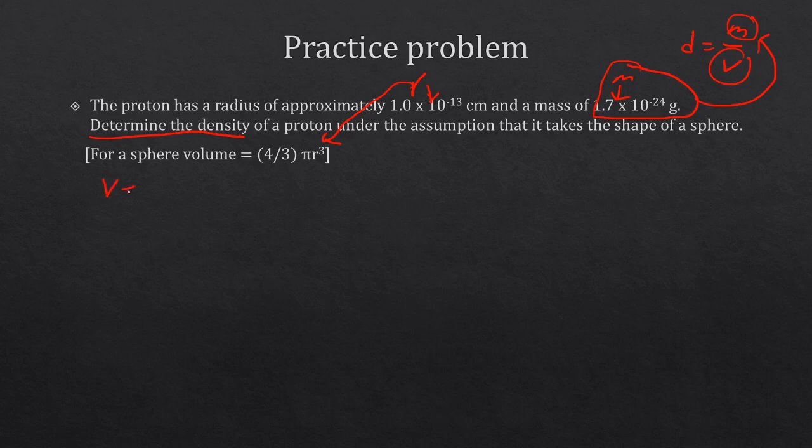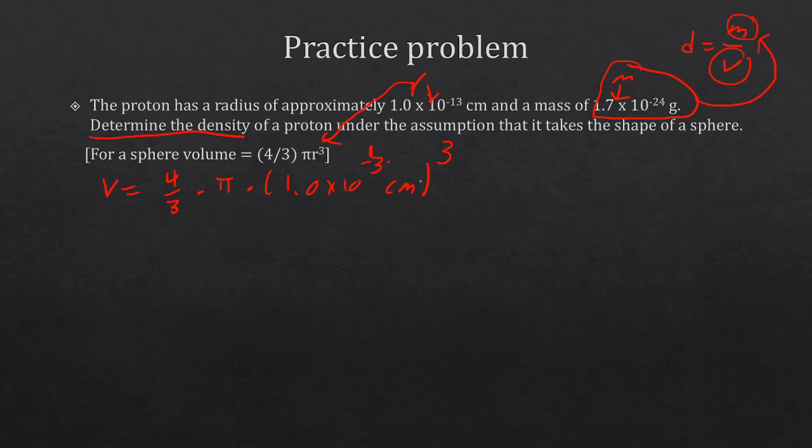So our volume of our sphere, the shape we assume our proton's going to take, is 4/3 times pi times our radius, which is 1.0 times 10 to the negative 13th centimeters. We're going to cube that. So let's see. I'll do 4/3 times pi, and then times 1 times 10 to the negative 13th. Sorry, there should be a 1 there. It disappeared on me. And that 1 times 10 to the negative 13th is also cubed.